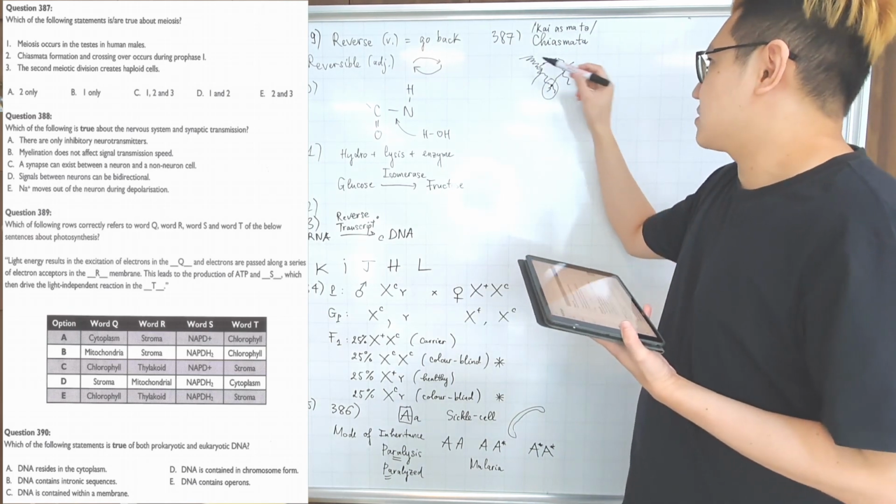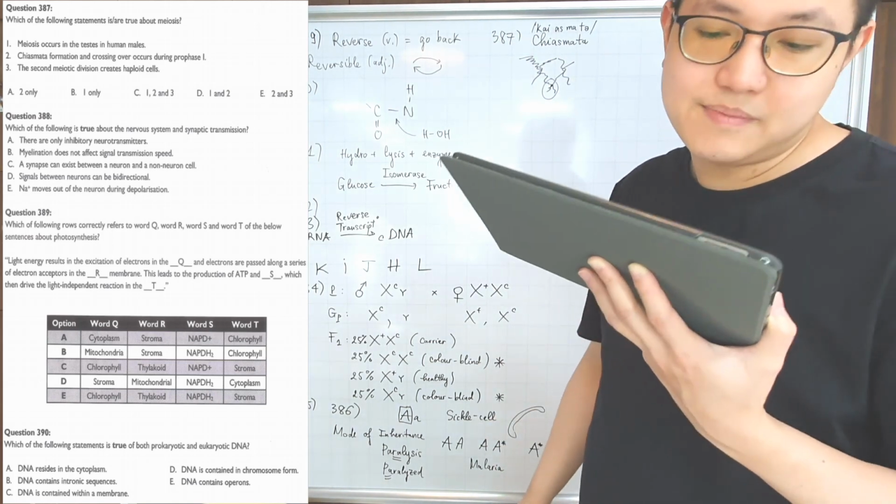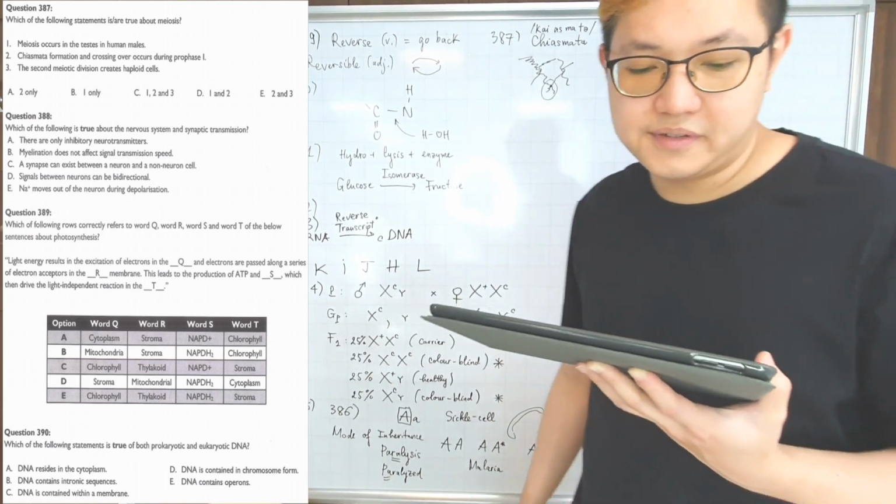When the two chromosomes cross over, this part is a chiasmata. Chiasmata formation and crossing over occurs during prophase 1.